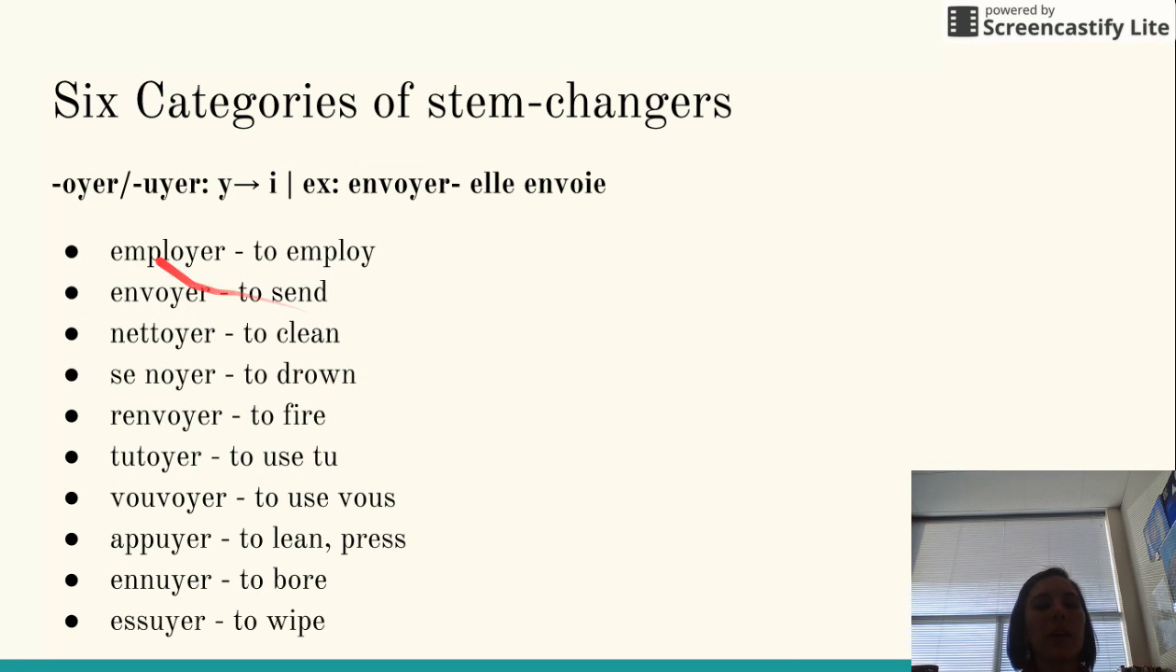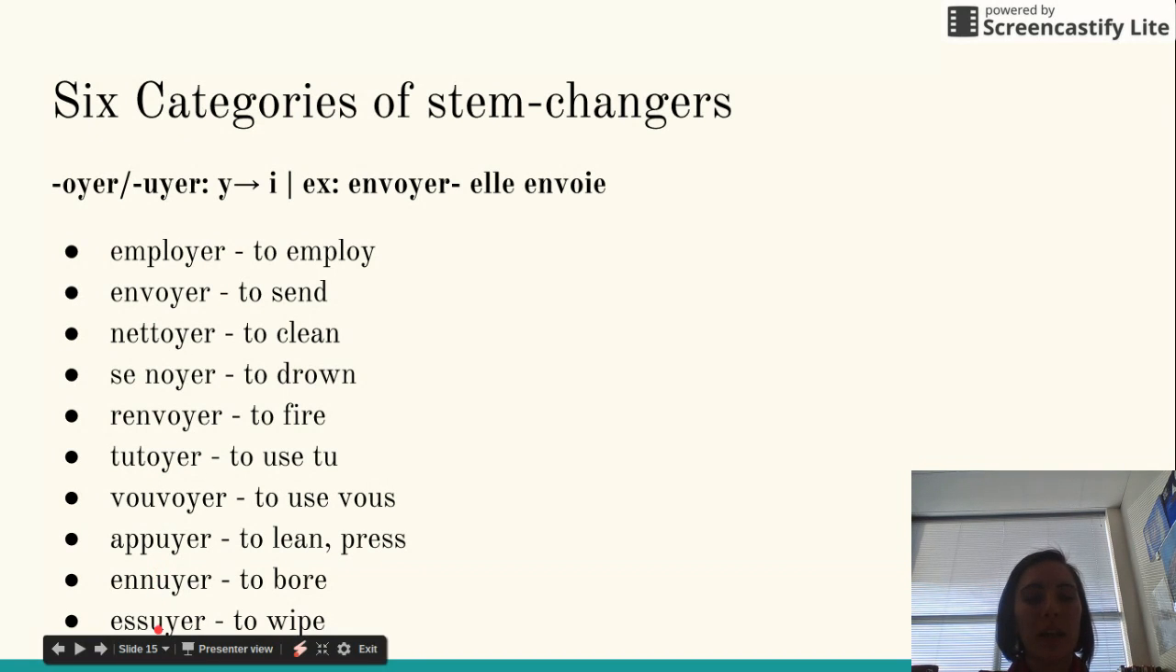Our next category is OYER or UYER verbs. We're going to take that Y coming before the ER and turn it into an I. So we have the example envoyer, and it turns into the elle form, elle envoie. You see, I changed the Y to an I, and I have my elle form ending. Some examples: employer, envoyer, nettoyer, se noyer, renvoyer, tutoyer, vous voyez, appuyer, ennuyer, and essuyer.